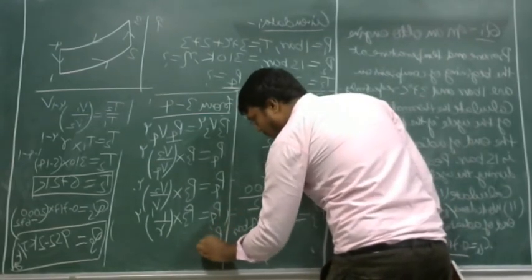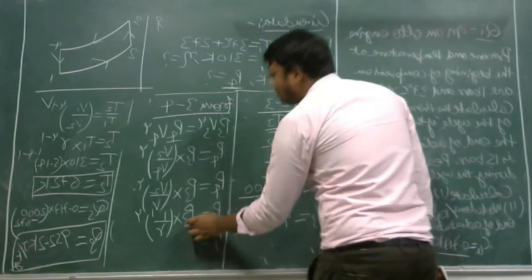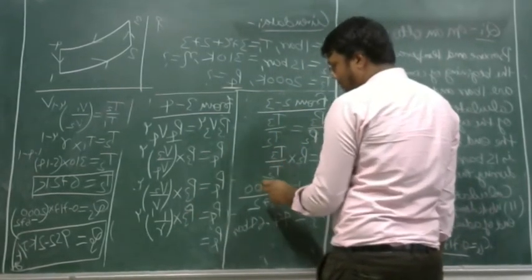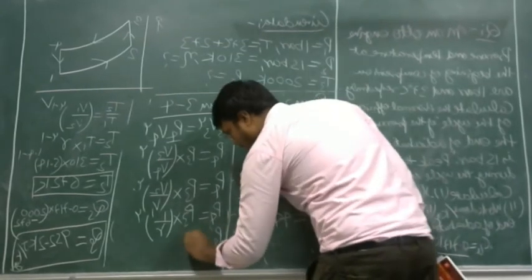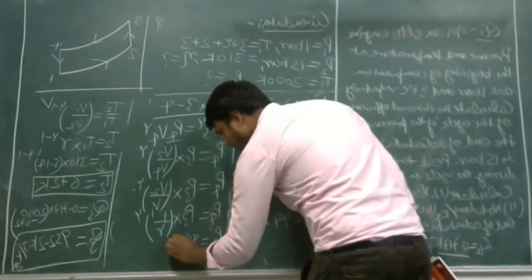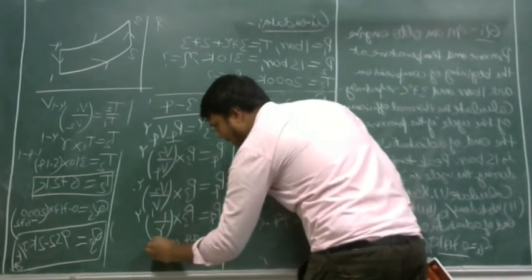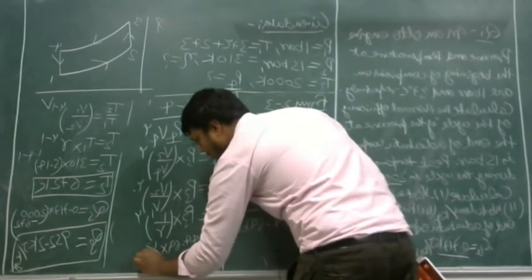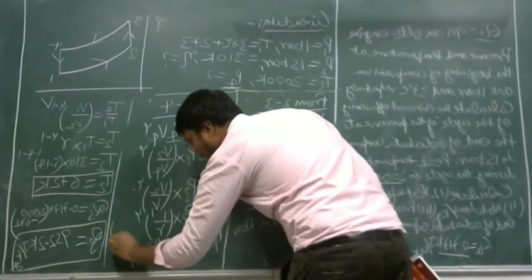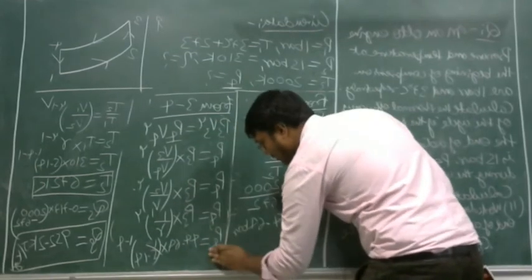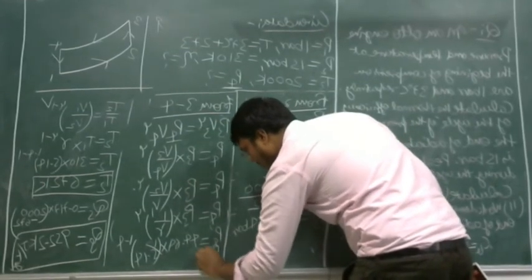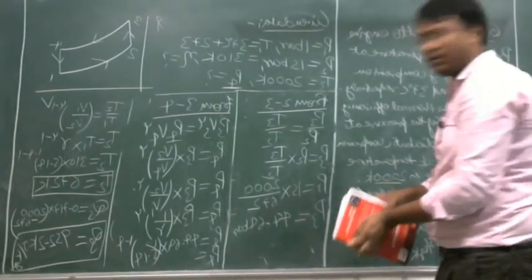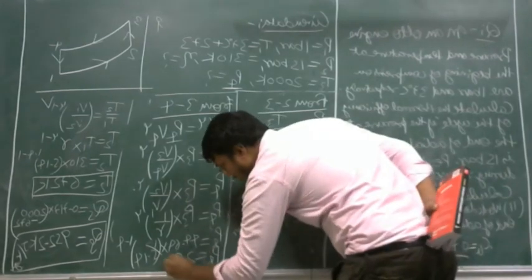Put the values here. What is the value of P3? We have just calculated P3 as 44.64 bar. So P4 is 44.64 into 1 by R, where R is 5.14, to the power 1.4. After calculation, we get the value of P4 equal to 2.98 bar.